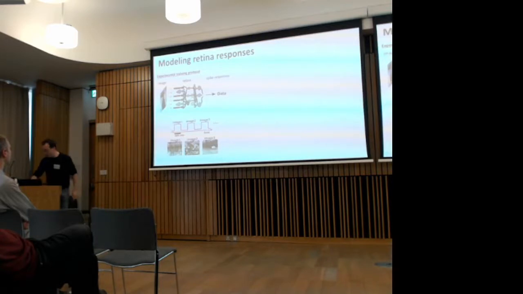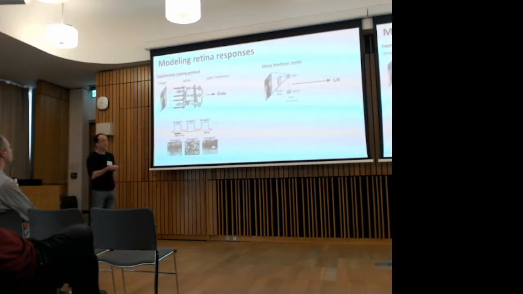And we tried two types of models. The first one is like the null model of the retina, which is an LN model, so that's basically a linear filter plus nonlinearity. It's very standard. I assume most of you know what this looks like, but basically it's a filter plus nonlinearity to avoid negative firing rate.